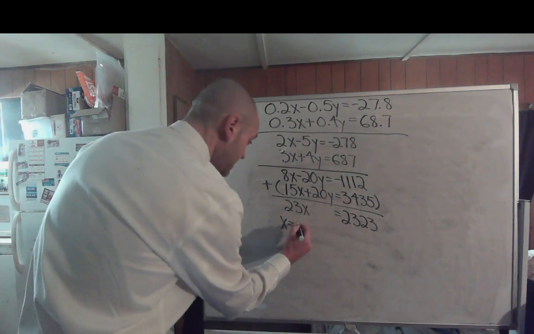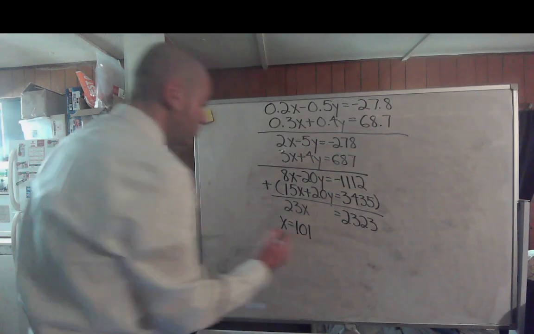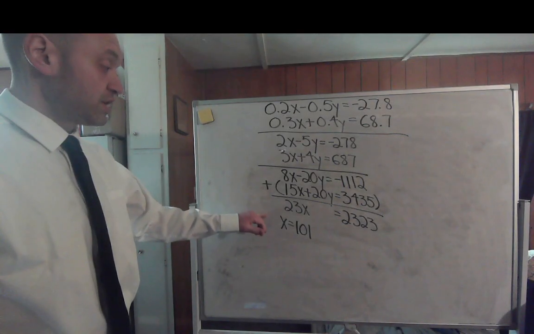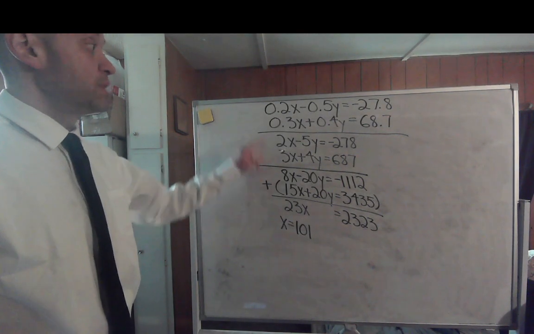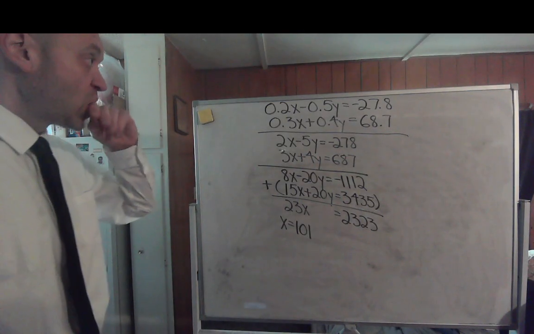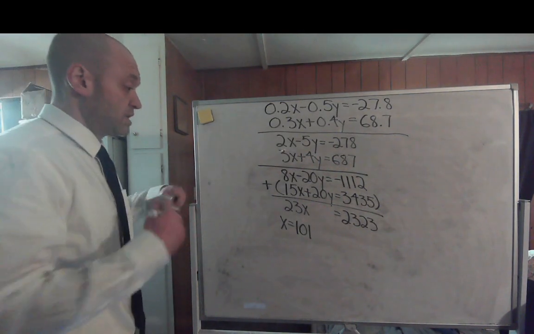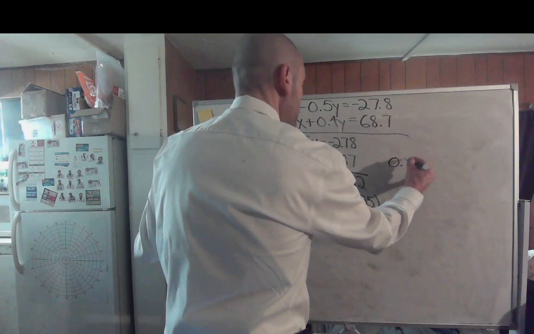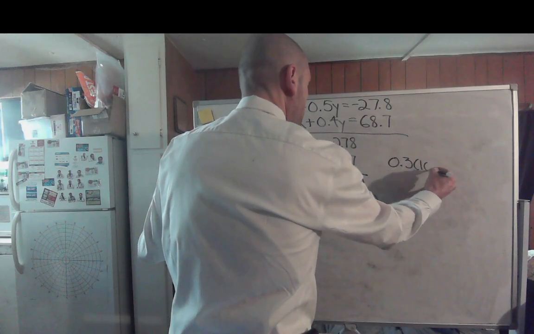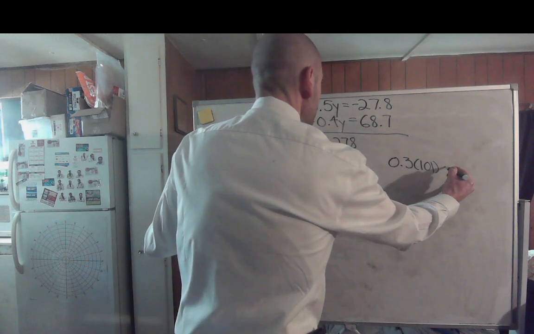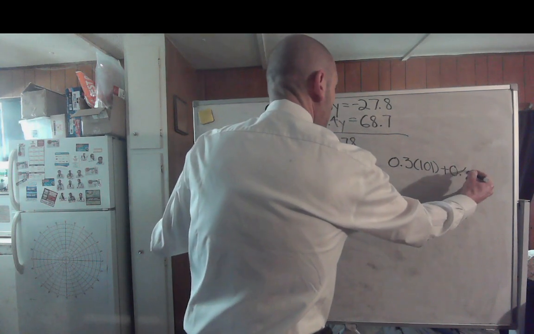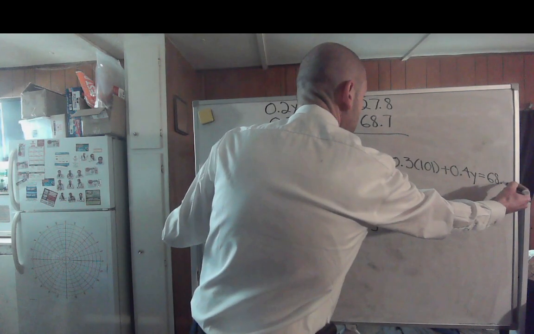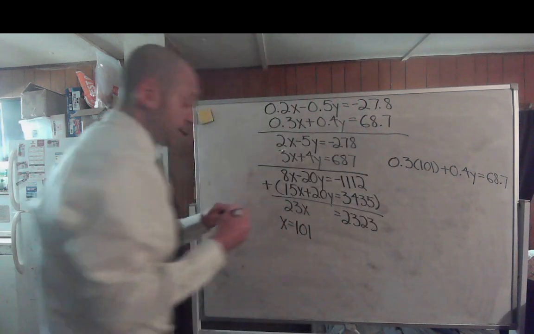$101. So x has a value of 101. Now we just stick this into one of the original equations and solve for y. I'm going to stick it into the second one. So if I take 0.3 times 101 plus 0.4y, set that equal to 68.7, what am I going to get?